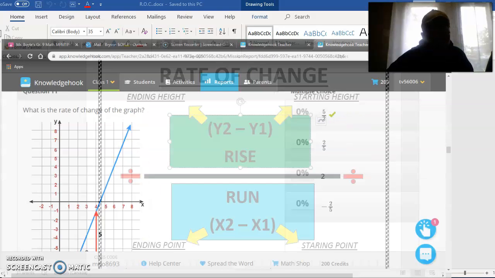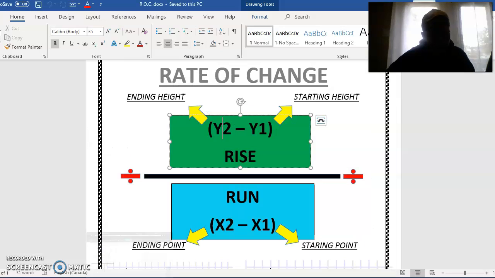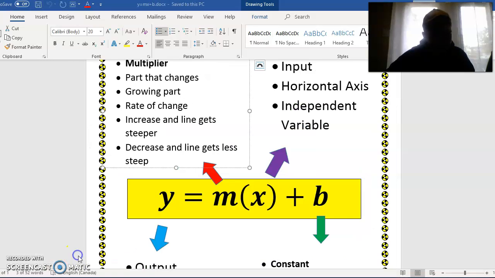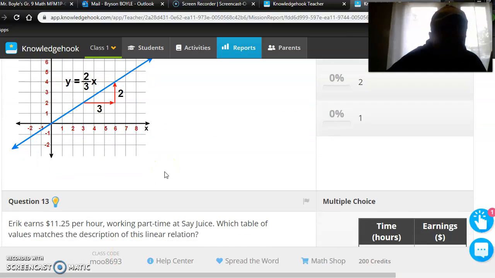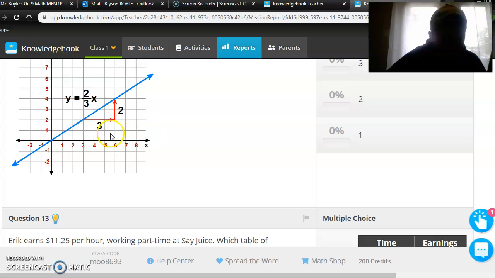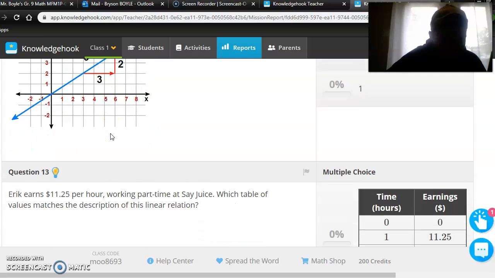The rate of change, when we get more complicated, is, like I said, the same thing as your multiplier, right? That's what's changing. The rate of change is your multiplier. So try this last one out by yourself.